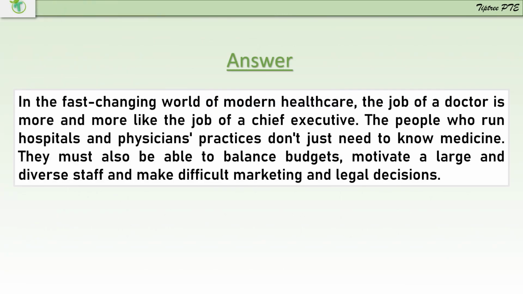In the fast-changing world of modern healthcare, the job of a doctor is more and more like the job of a chief executive. The people who run hospitals and physicians' practices don't just need to know medicine. They must also be able to balance budgets, motivate a large and diverse staff, and make difficult marketing and legal decisions.